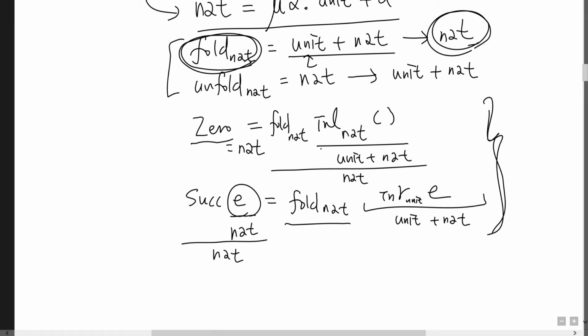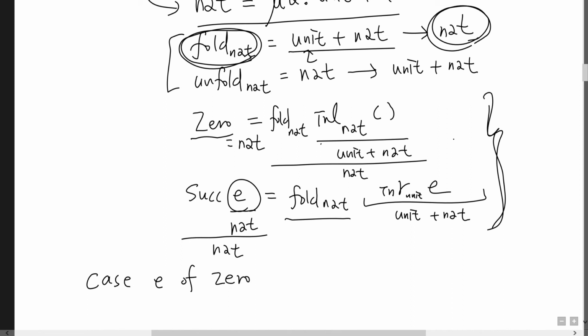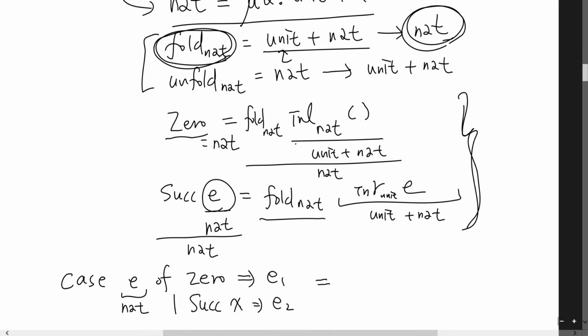What about the structure? That is, how do we encode this case analysis? Case expression E of: if this is 0, so expression E has a type NAT, and if it is 0, then we evaluate expression E1. And if this is successor of some x, then we take this expression E2. The question is, how do we encode this one? We have to first unfold this NAT to see if it is injection left or injection right.